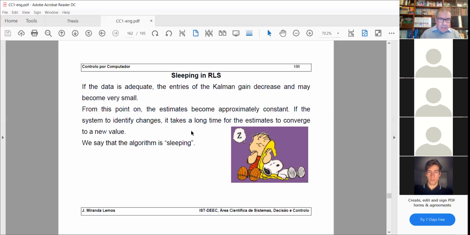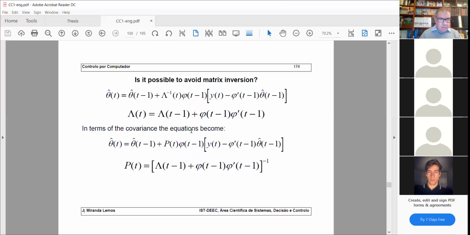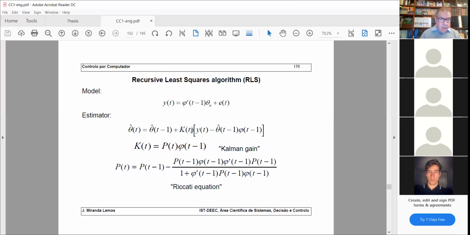Okay, so I think I will start here. We have learned a lot of things today. We solved the problem of recursive estimation for least squares. And I tried to explain to you, let's put here the equations once again, the mechanism of convergence of the estimate.